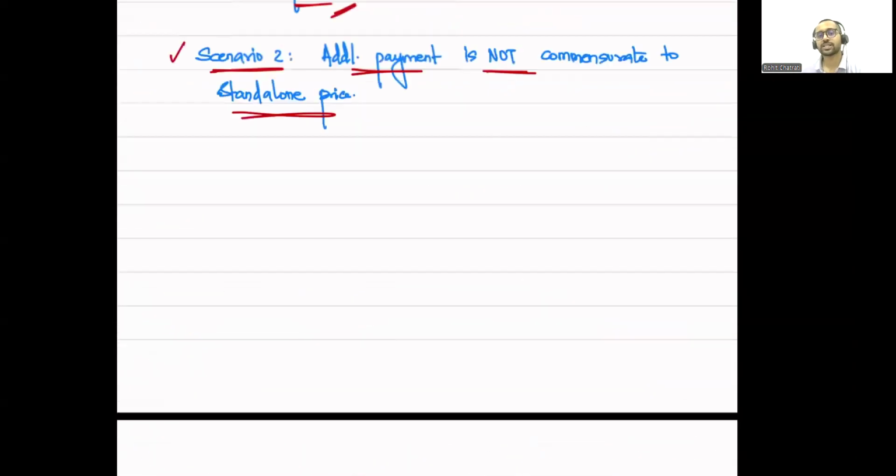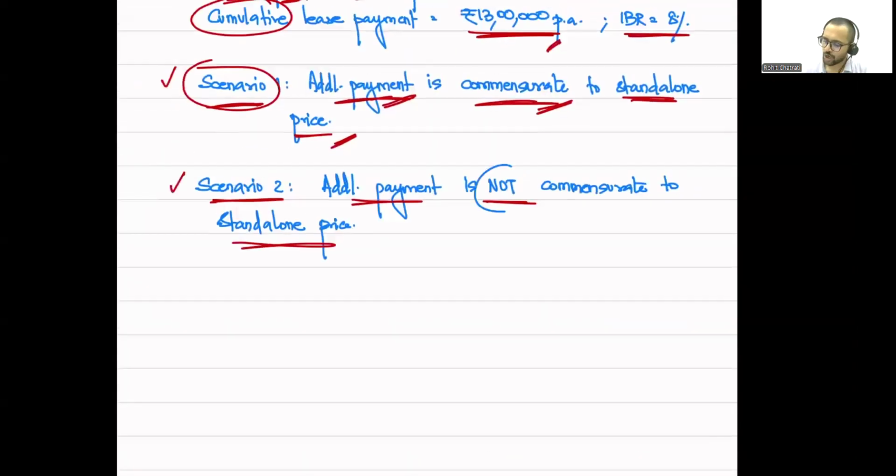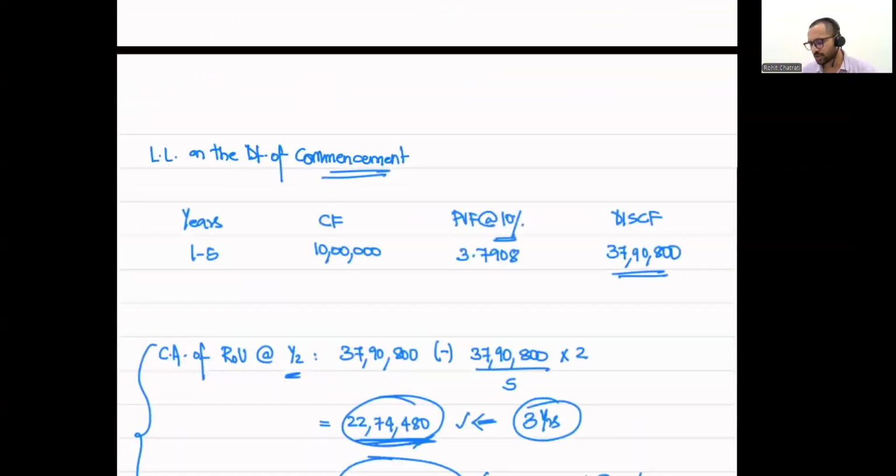Now let's look at a case where the additional payment is not commensurate to the standalone price. Let's look at scenario 2, where the additional payment is not commensurate to the standalone prices. In this case, similar to other cases, we are going to calculate the revised lease liability at the end of year 2.